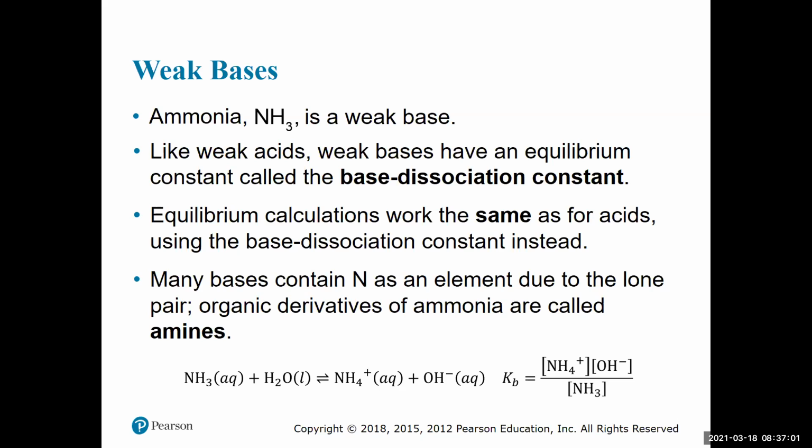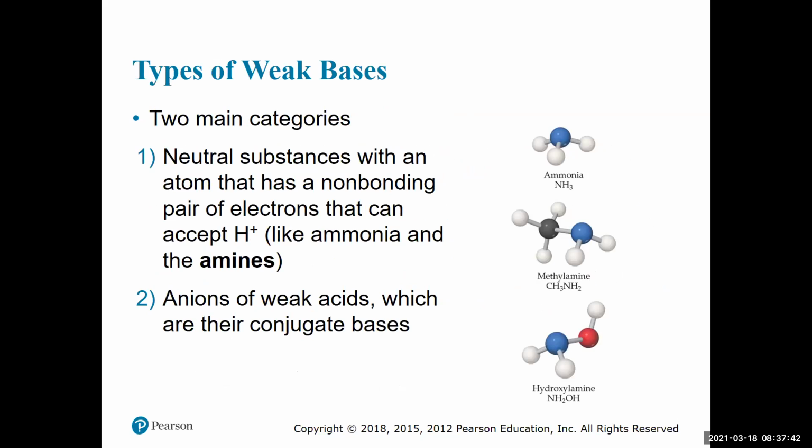Down at the bottom here, we have the balanced equation for the dissociation of ammonia. So we see ammonia plus water gives us the ammonium ion and then hydroxide ion. We would write that equilibrium expression the same way we've been writing all of our equilibrium expressions, in that we have products over reactants. So in this case, it's the NH4+ and the OH- ions in the numerator and the NH3 in the denominator. That part should look pretty familiar to you based on what we've been doing.